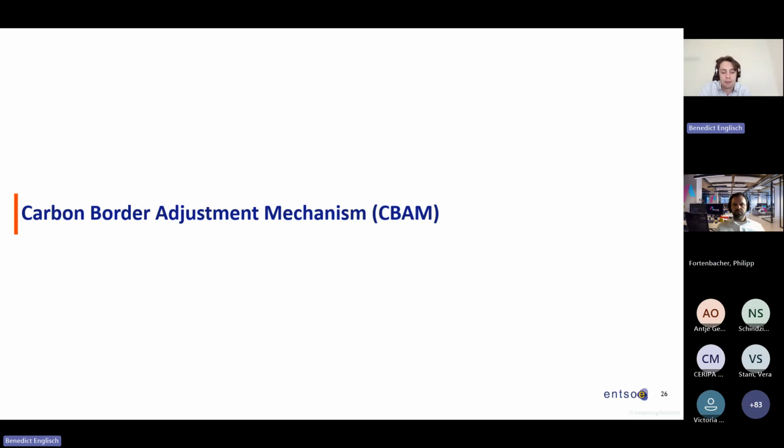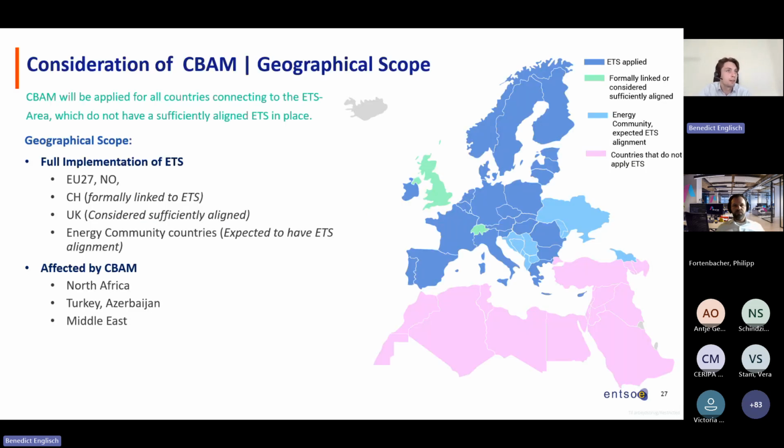So CBAM, just as a high-level note in the beginning: we have the ETS in Europe, and this is for third countries importing into Europe, like an additional price to be equivalent in the energy price to the emission price of the ETS. First, I would like to focus on the right side, because this is about which countries we apply CBAM to.